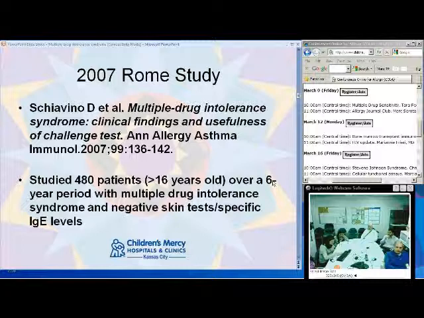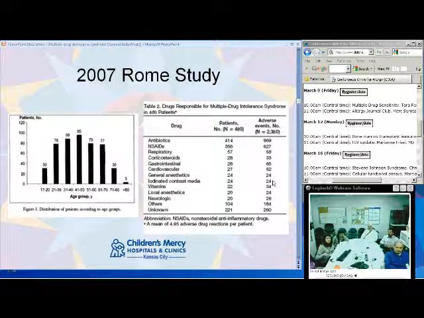For these patients, I think I have a graph, you can see the distribution of their ages. For the most part, they're in their 40s to 60s. And 84% of the patients were female. When you look at the medications they're allergic to, the most common were antibiotics, followed by NSAIDs. Those were basically the two big ones. All the rest were much less.